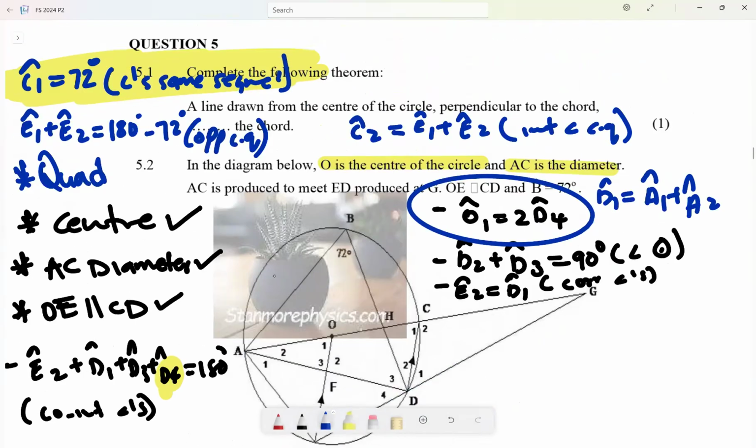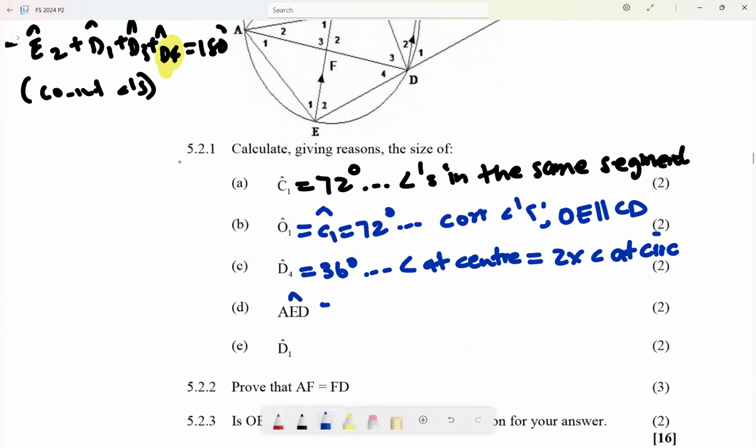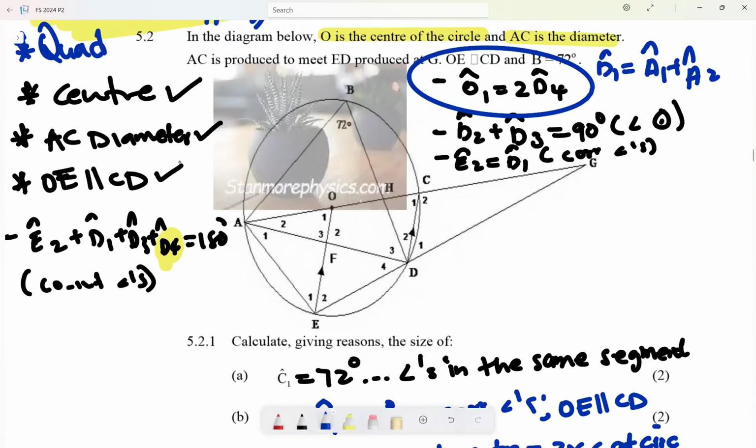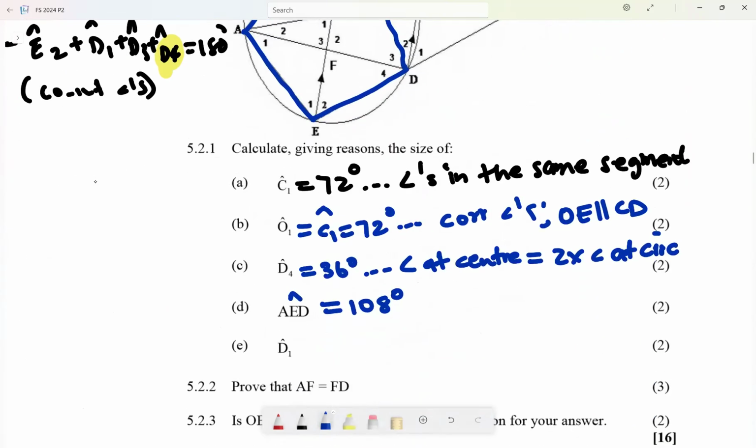Where is E1 plus E2? Here it is. Information about E1 plus E2: E1 plus E2 is equal to 180 minus 72. AED is equal to 180 minus 72. Now I want to remind you something. Why did we say that? We said let this become a cyclic quad. I even added that if we have a quad A, B, D, E. Okay, yes. D1.